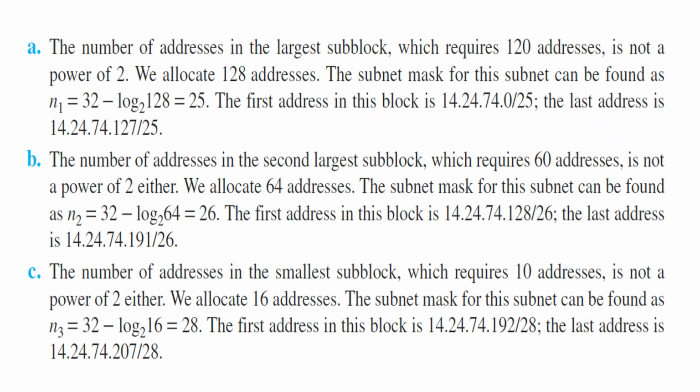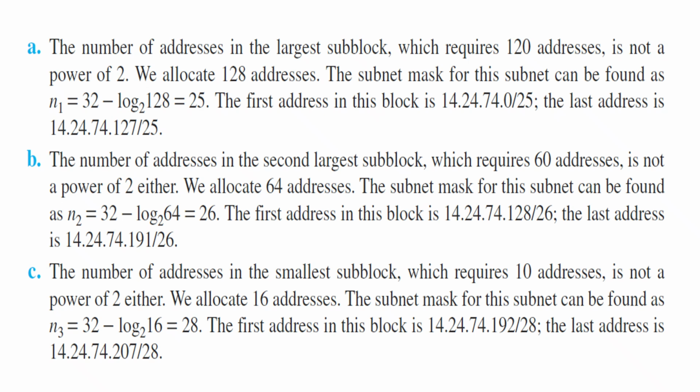So the starting highest is the 120 addresses, and it is not a power of 2, so we have to make it a power of 2, so 128 addresses. So the subnet mask for this subnet can be found as n1, that is equal to 32 minus log 128 to the base 2, that is equivalent to 25. So the first address in this block is 14.24.74.0/25, and the last address is 14.24.74.127/25.